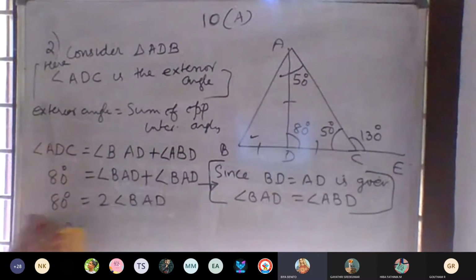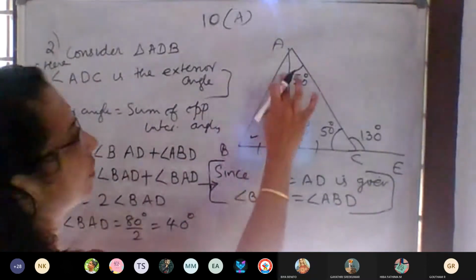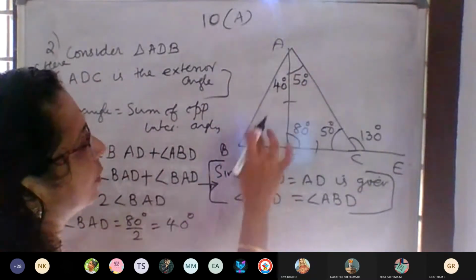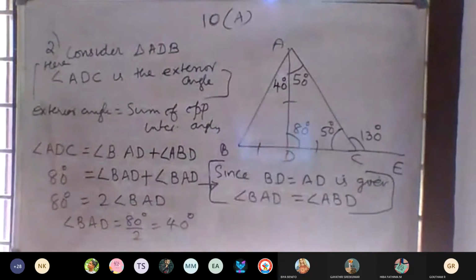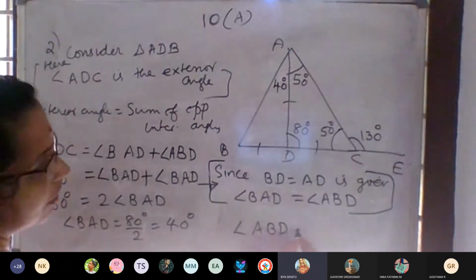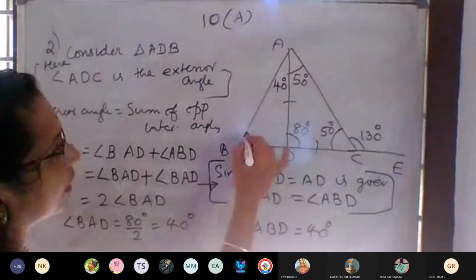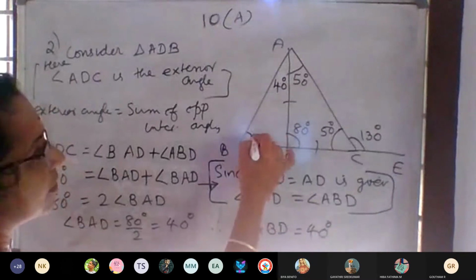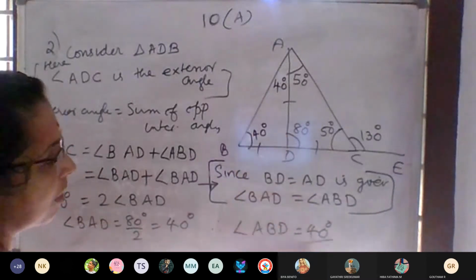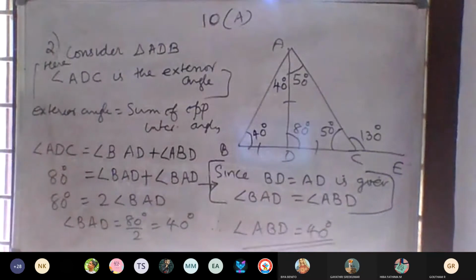So angle BAD is equal to 80 degrees divided by 2, which is equal to 40 degrees. Angle BAD here we got as 40 degrees. Therefore, angle ABD is also equal to 40 degrees. So for the second part answer, draw a line. That is the answer.